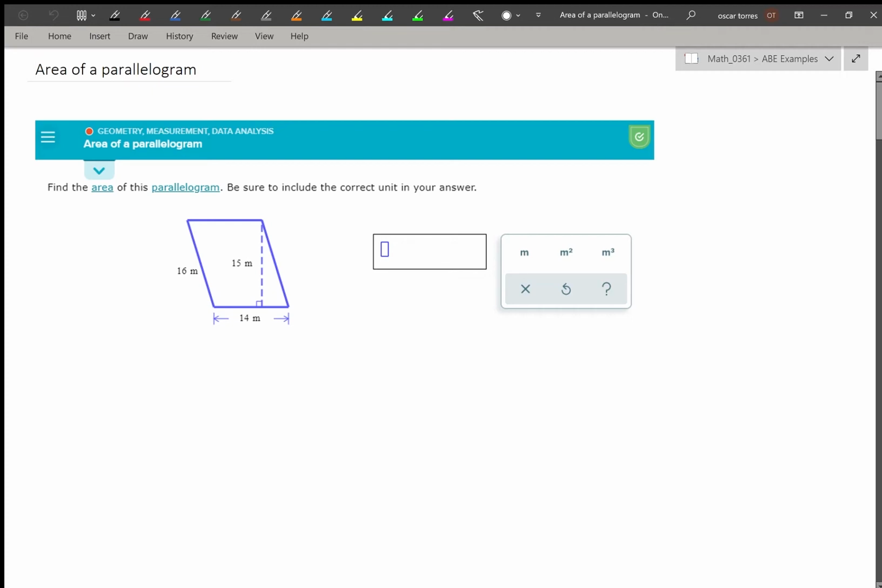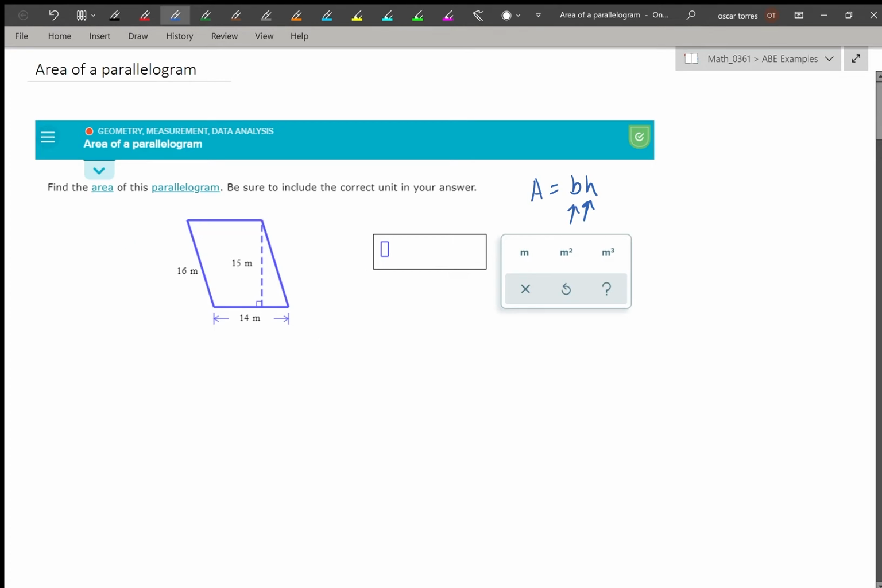To find the area of a parallelogram, we simply use the equation area equals the base times the height. Now the reason I'm doing a video over this is because the base and the height, a lot of times students tend to confuse which one is which. For this problem, we have three numbers listed out.